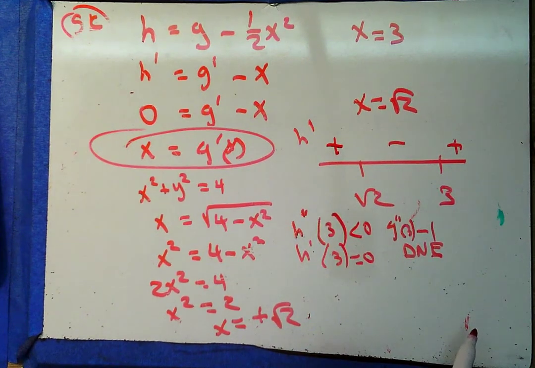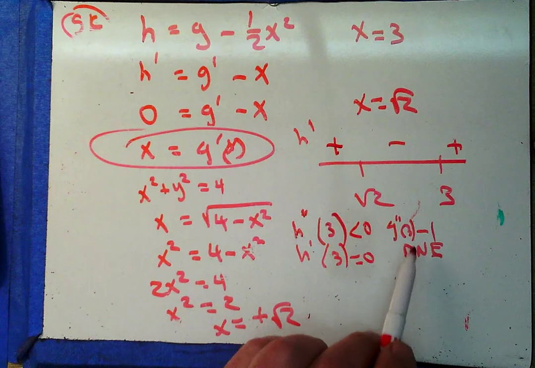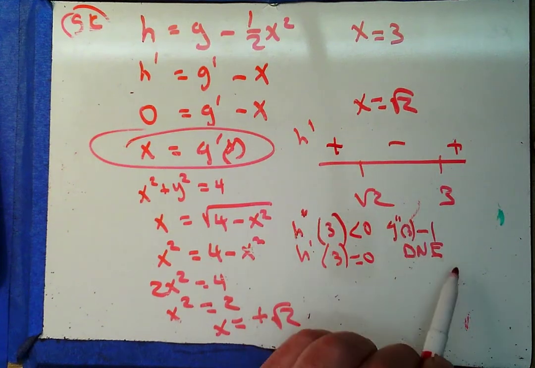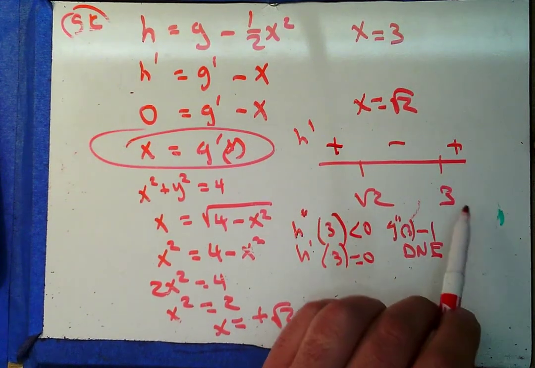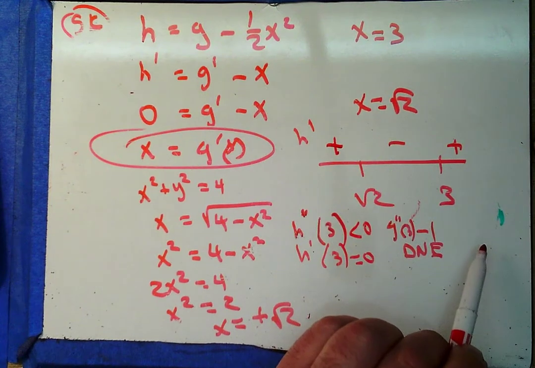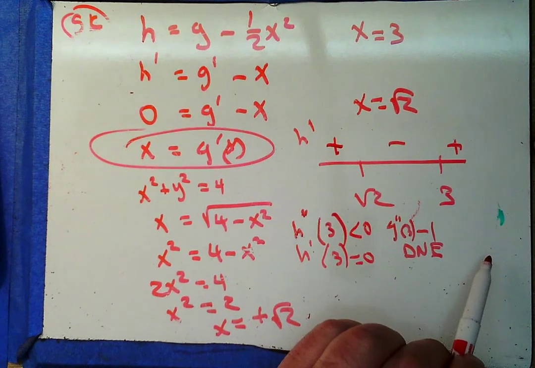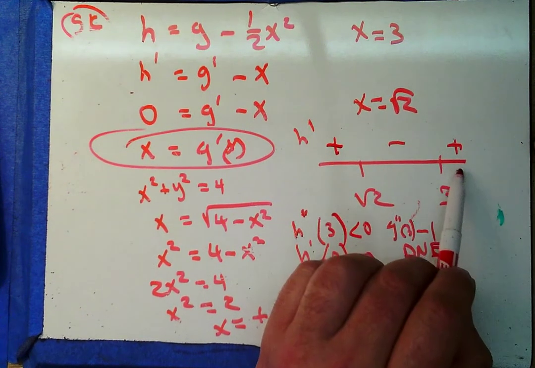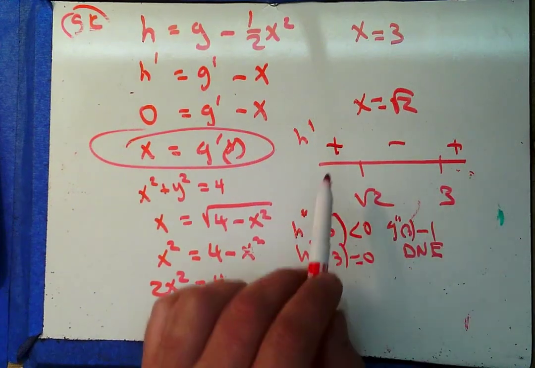So I think that h double prime of 3 is undefined because g double prime of 3 is undefined, and so I have neither a min nor a max there. It would seem... Why did I think this? I'll go back and check that in a minute.